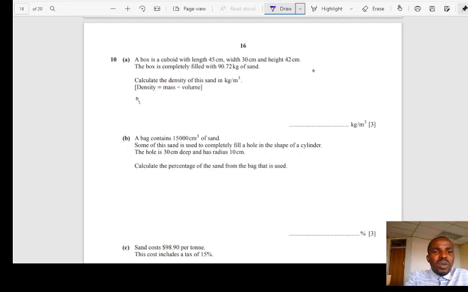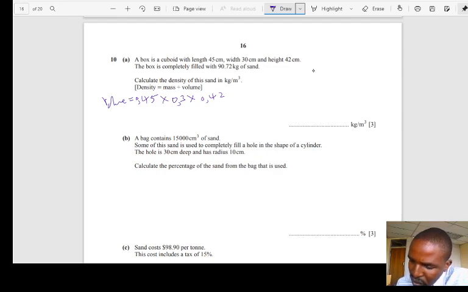So it will be 0.45 meters times 0.3 times 0.42. This one is the volume. Please take note, this one is the volume. So volume is 0.45 times 0.30 times 0.42, which is 0.0567. So these are cubic meters.